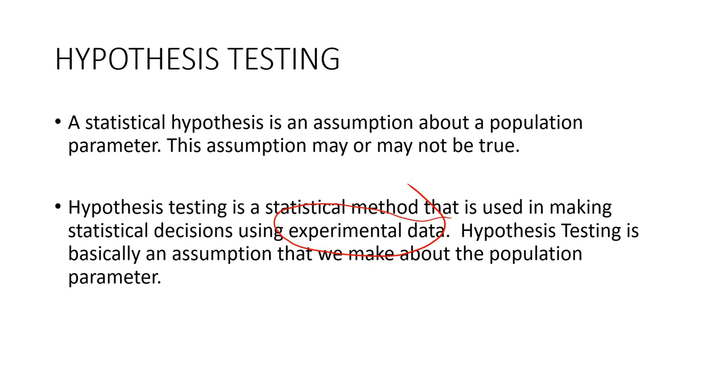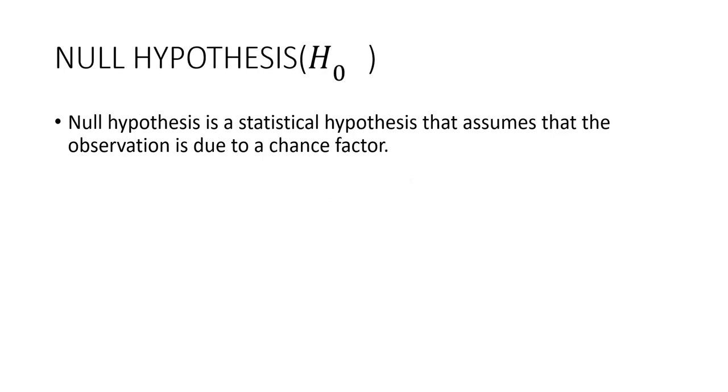We already have videos in the playlist related to hypothesis testing, null hypothesis, and alternate hypothesis, so you can watch them if you want more clarity. Even so, I am giving an idea about those aspects as well. The null hypothesis is denoted by H suffix 0. The null hypothesis is a statistical hypothesis that assumes that the observation is due to a chance factor. Very important.